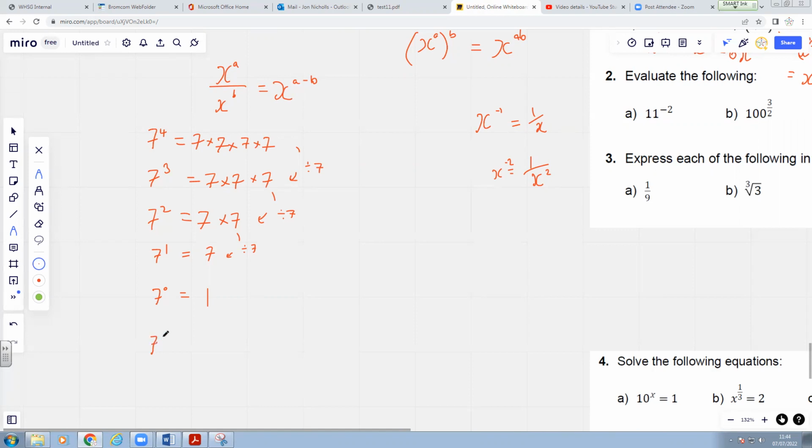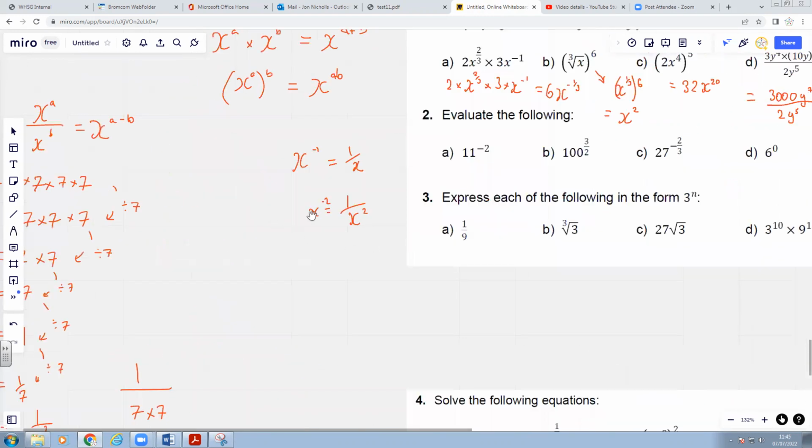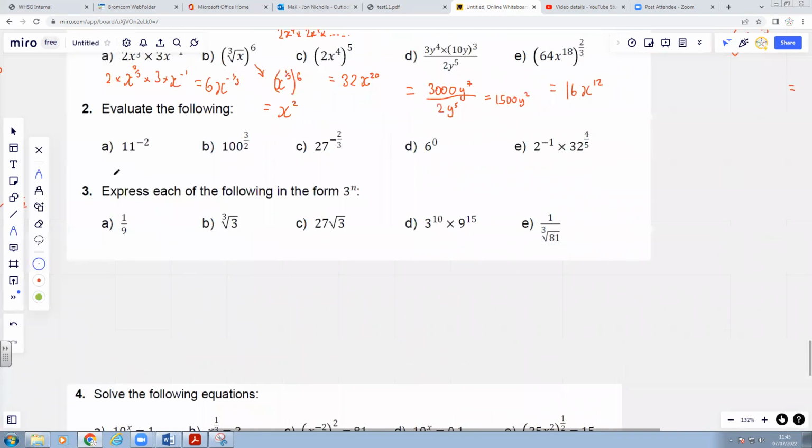Now let's just continue this pattern. We divide by 7 again. And what is that divided by 7? Well, it's 1 over 7. And we divide by 7 again. Well, what is that divided by 7? It's 1 over 7 times 7. It's 1 over 7 squared. Because if you divide a 1 over 7 by 7, you get 1 over 7 times 7, just to avoid the ambiguity. And that's 1 over 7 squared, and so on and so forth. So that's the reason why 11 to the minus 2 needs to be 1 over 11 squared. Please simplify that though, 1 over 121.